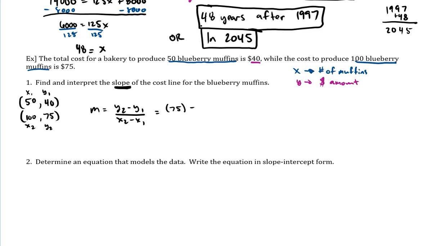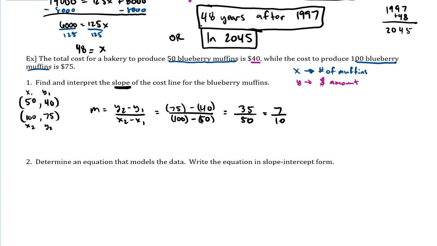So we have 75 minus 40 over X2 is 100 minus X1 is 50. All right, so 75 minus 40 is 35. 100 minus 50 is 50. And then this does reduce. 35 divided by 5 is 7. And 50 divided by 5 is 10. Okay, so that reduces. Okay, and so what we've got from here, so we need to interpret it.